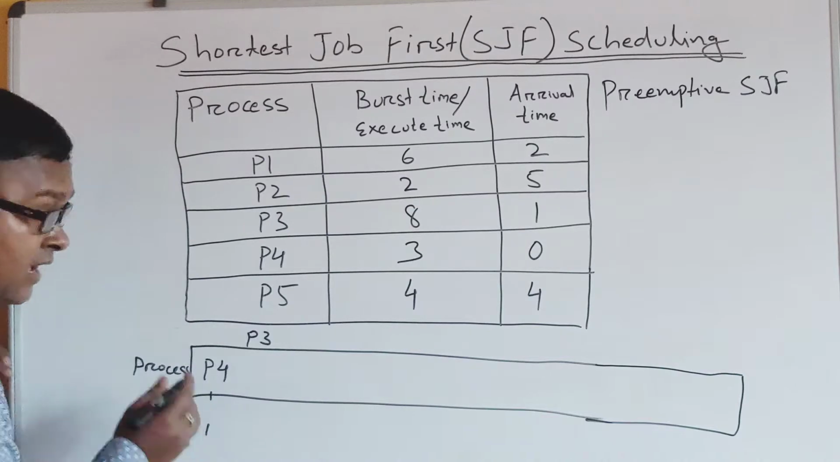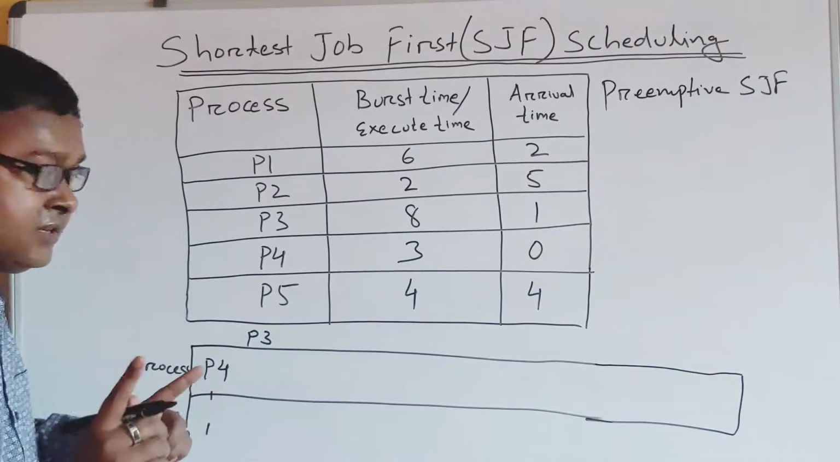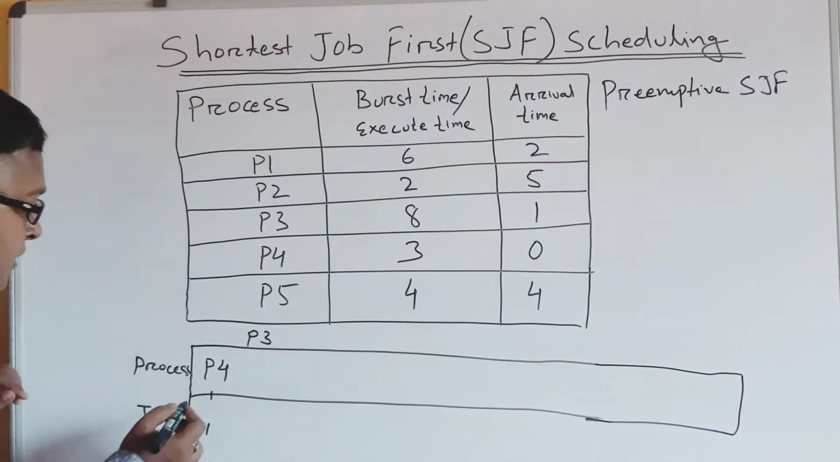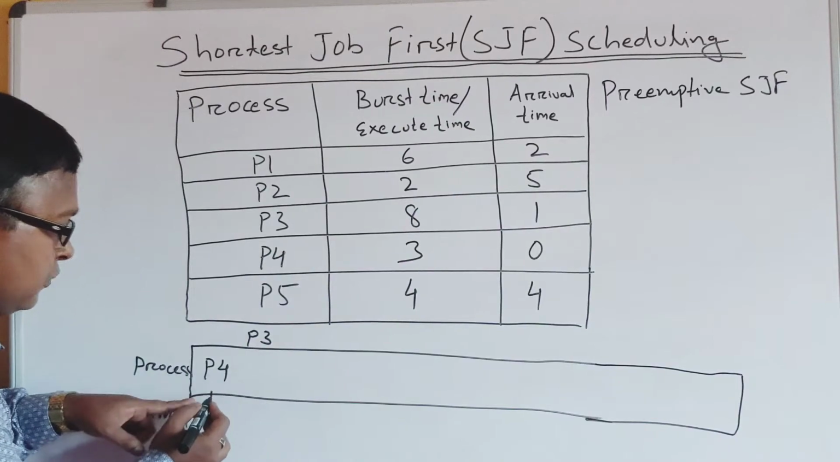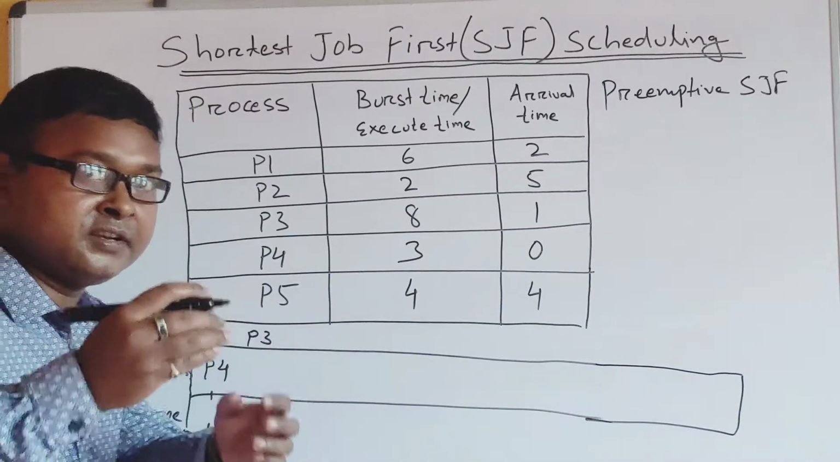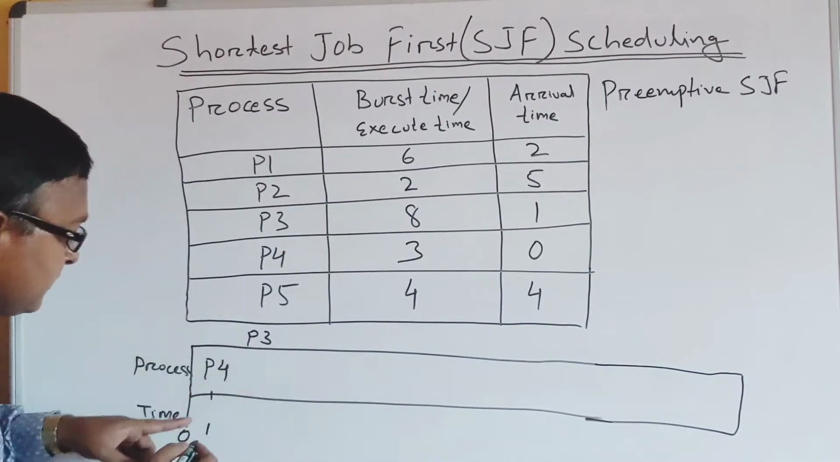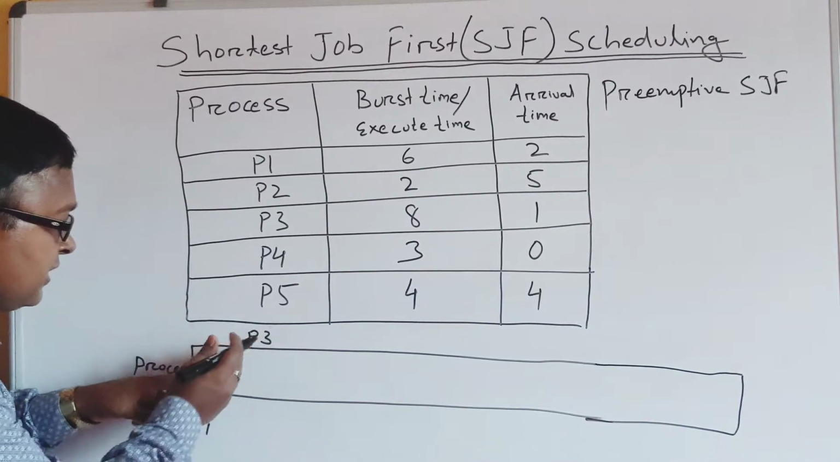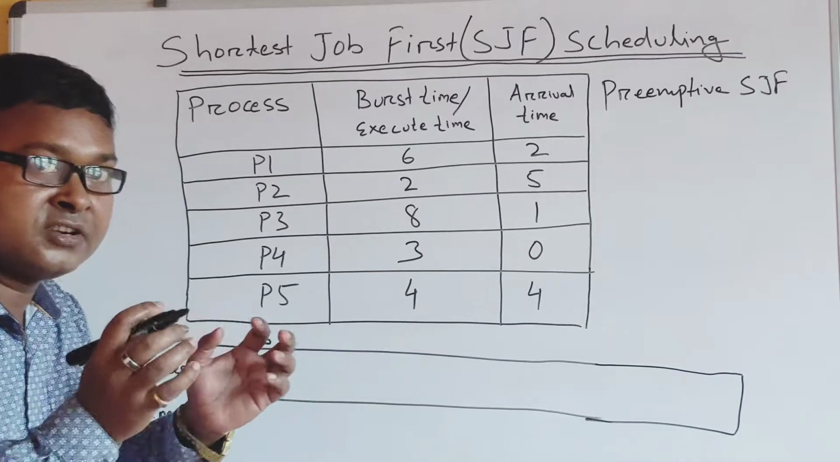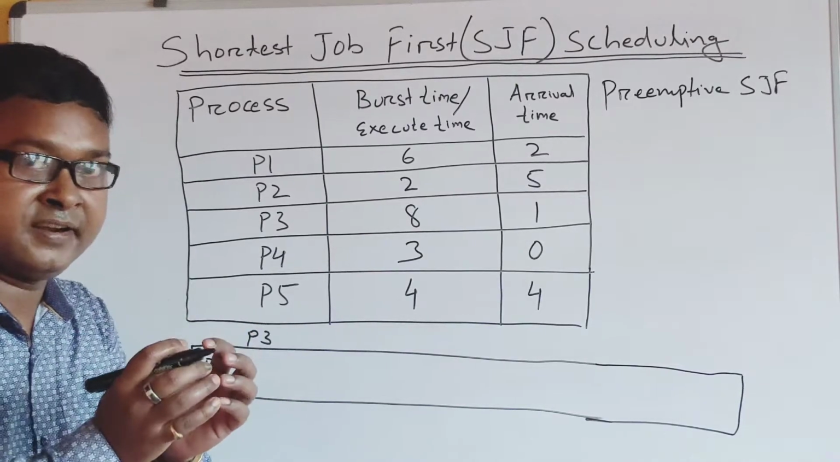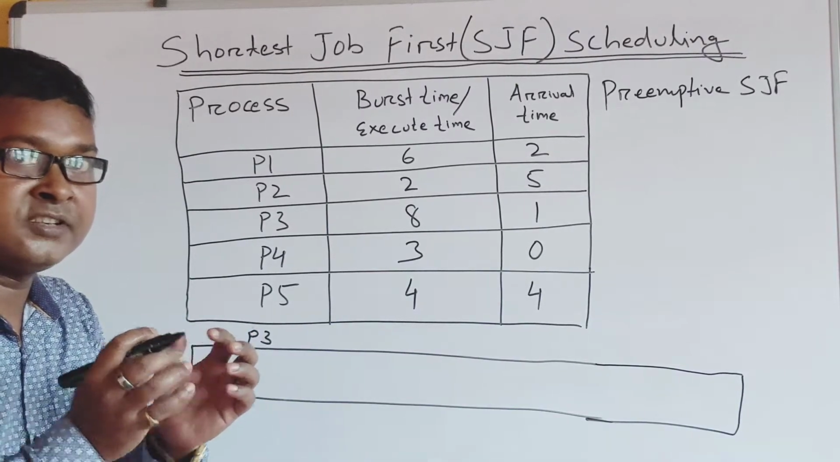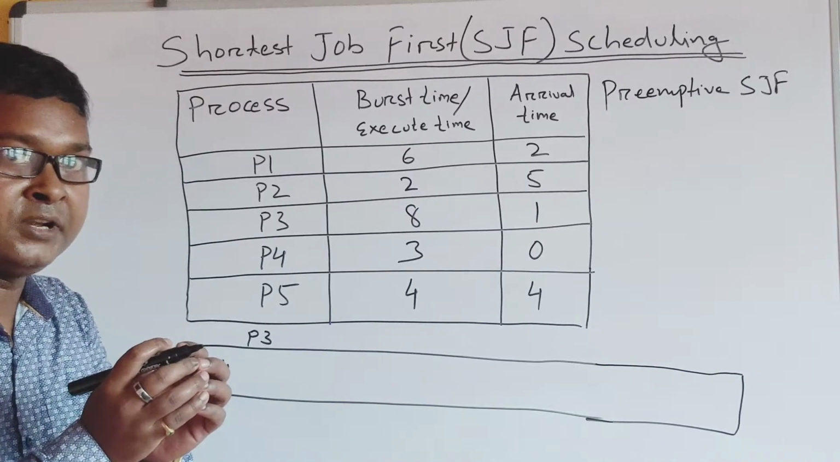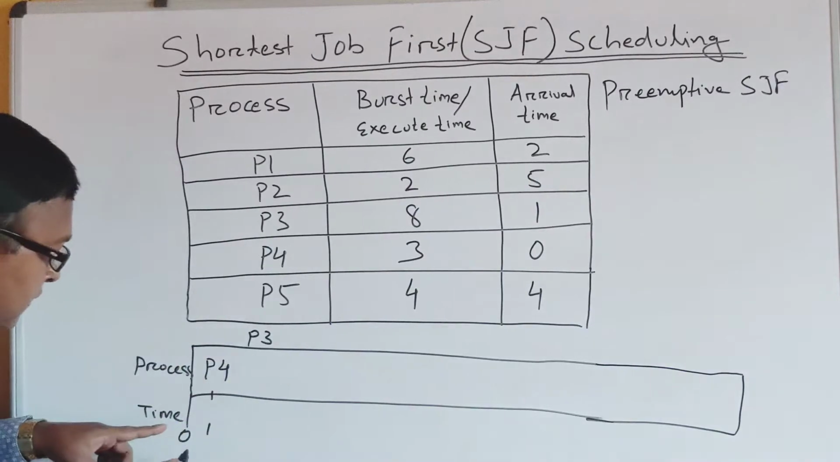Right now, as it is preemptive, okay? So it is a preemptive, okay? Try to understand. P4 is already executing in the processor, and P3 arrives at 1 unit of time. Right now, P3 and P4, the time of the shortest job will be compared. Which one is the shortest job? It will be compared, right?